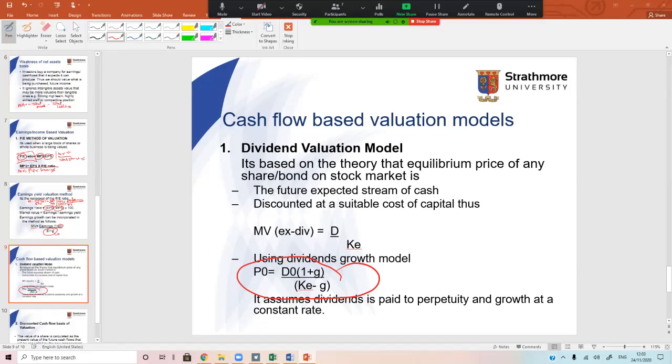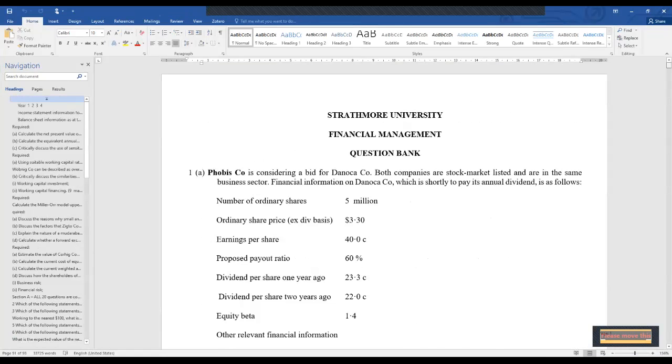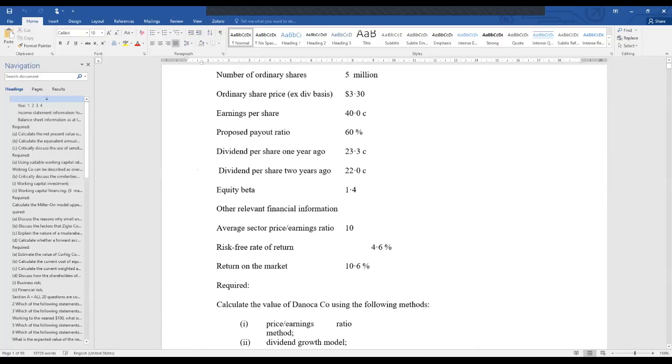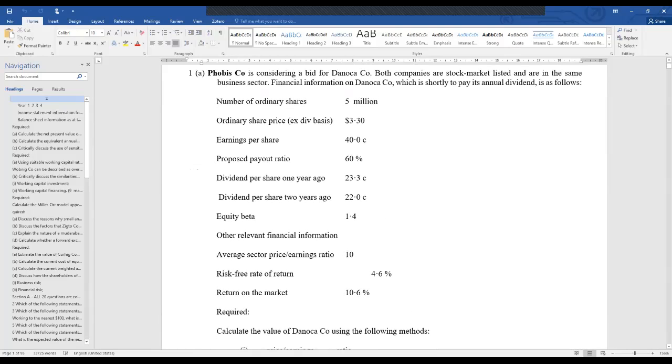Therefore, let's go to our question bank. This is another area where you most likely have a question by your examiner on how to do valuation, so expect a question from the examiner on valuation. So let's go. Page 1, question 1A, Forbes company. Go through it, we discuss together.